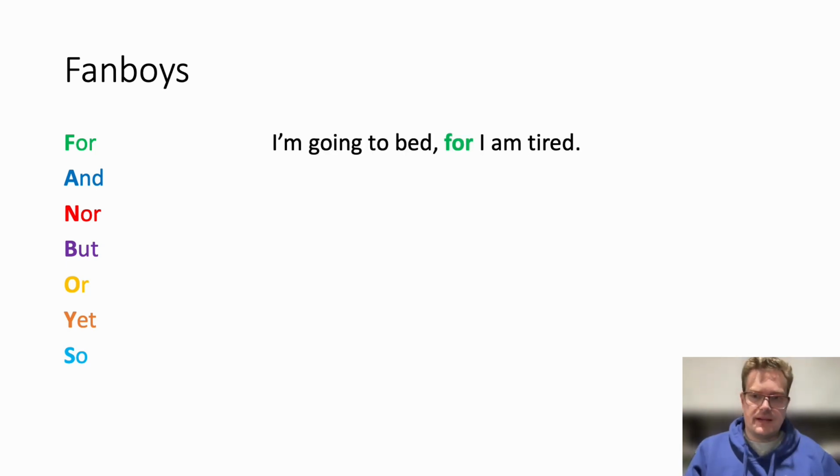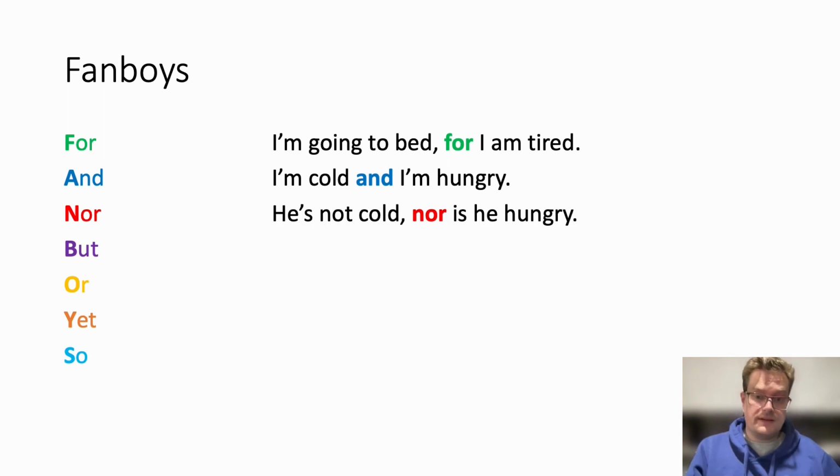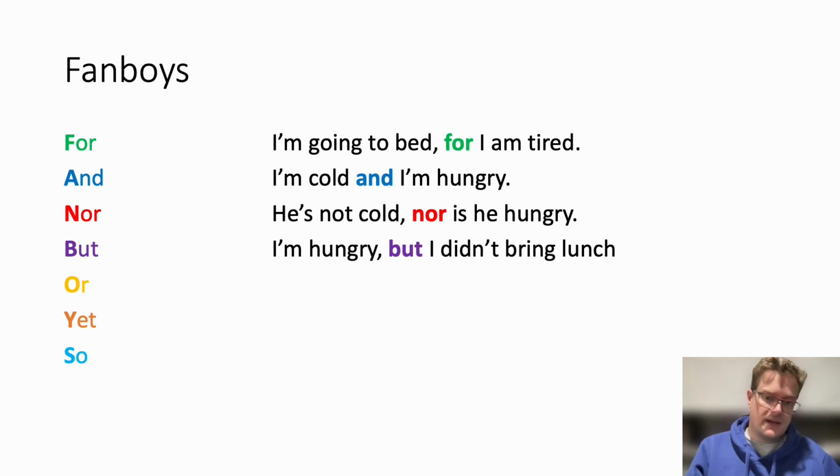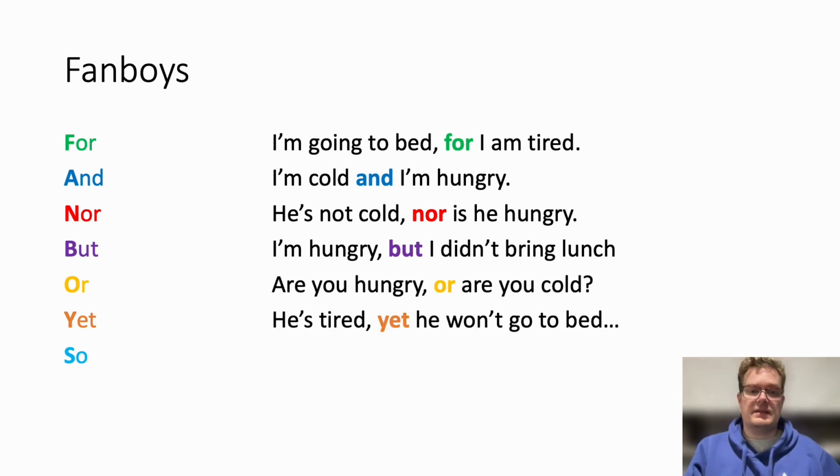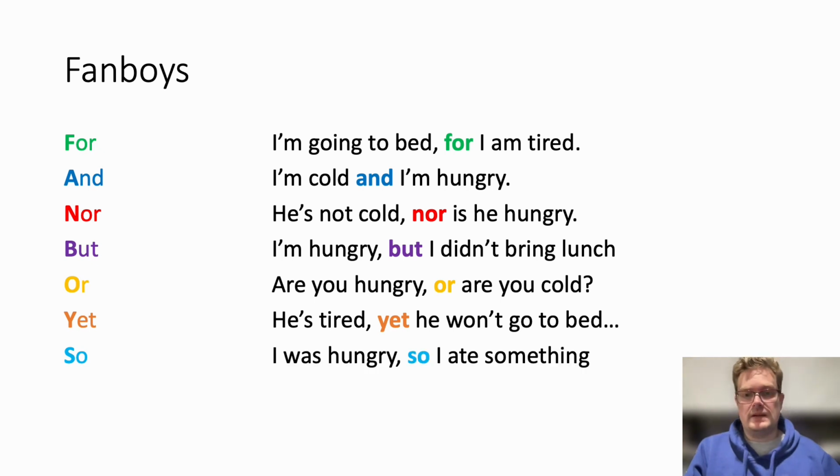But all of these get used, so I'm going to bed for I am tired. People still understand what that means. Maybe sounds a little old-fashioned, but it exists. I'm cold and I'm hungry, okay? He's not cold, nor is he hungry. We know nor. Nor's a good word. I'm hungry, but I didn't bring lunch. Obviously, very high frequency to have but connecting things in your sentences. Are you hungry or are you cold? He's tired, yet he won't go to bed. I was hungry, so I ate something. All of those, coordinating conjunctions.